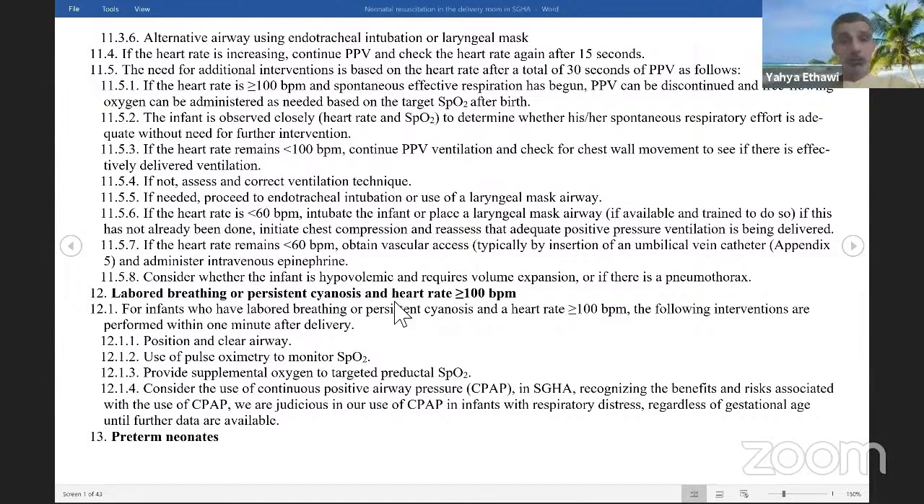When the heart rate is above 100, but there is no labored breathing, then you need to give oxygen blow-by for a short time until you withdraw it slowly from the baby. Now, some of the babies who are premature, especially those below 30 weeks, you might need to do elective CPAP.